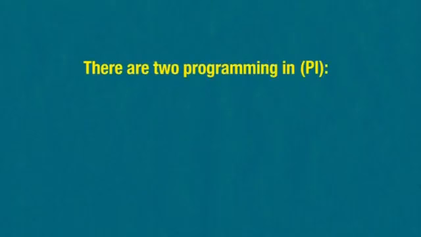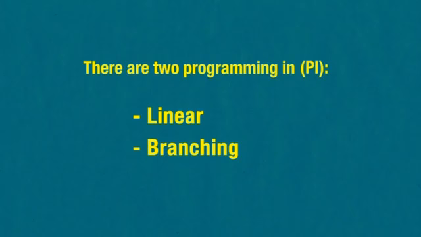In terms of classroom teaching, PI is essentially an attempt to provide instruction that is more individualized, more tailored to each learner's unique learning abilities and needs, and largely self-instructional. There are two programming types in PI. One is linear and another one is branching.